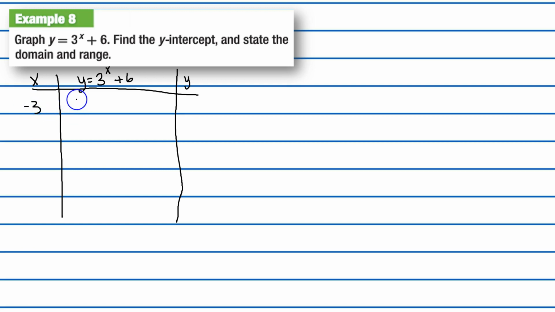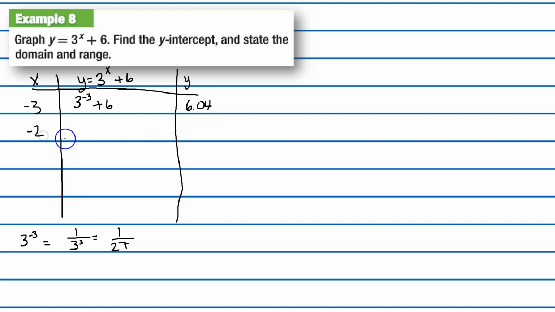So negative 3. So we have 3 to the negative 3 power plus 6. And remember, when we have a negative power, I'm going to do this on the side, on the bottom. 3 to negative 3, in this case, would be 1 over 3 to the positive third power. It flips and becomes a positive exponent. So this, in our case here, is 1 divided by 27. So 1/27th. Plus 6 will give us our y. In that case, it's going to be a decimal, 6.04.